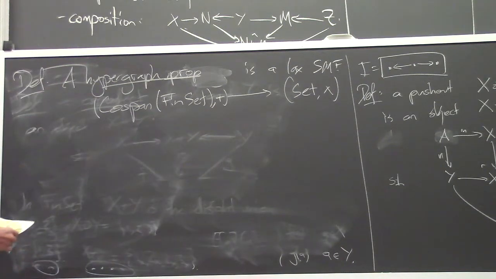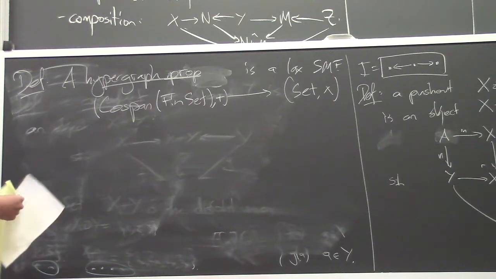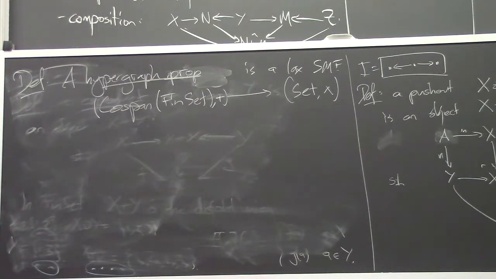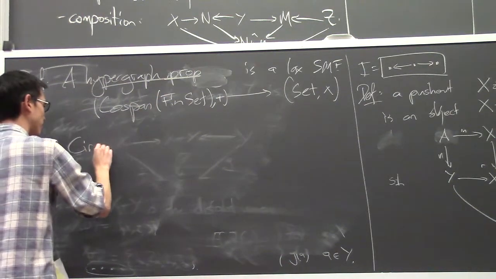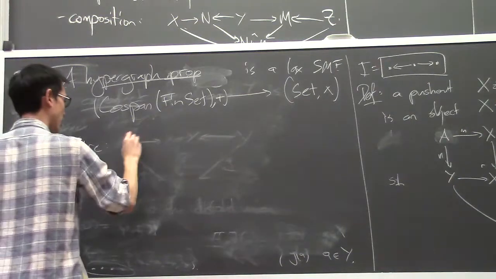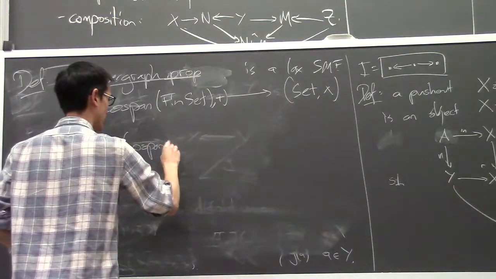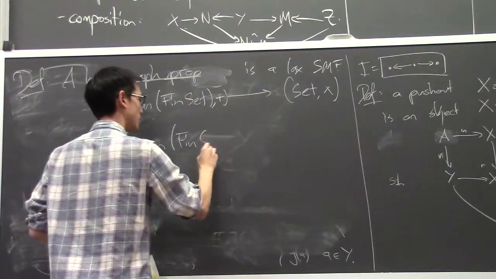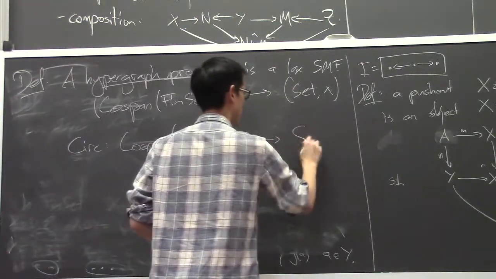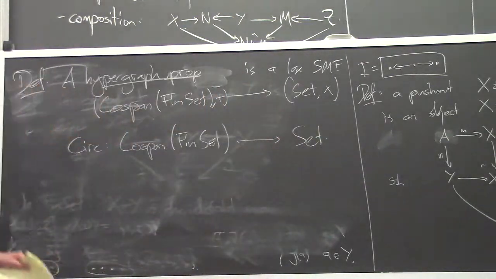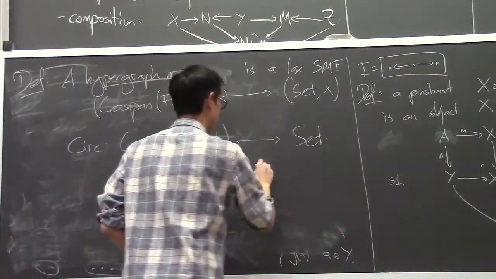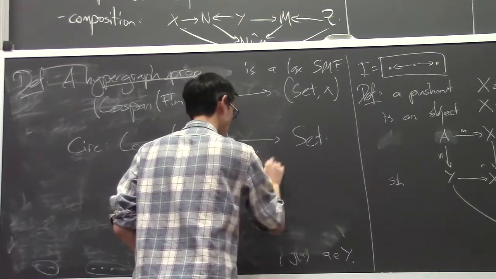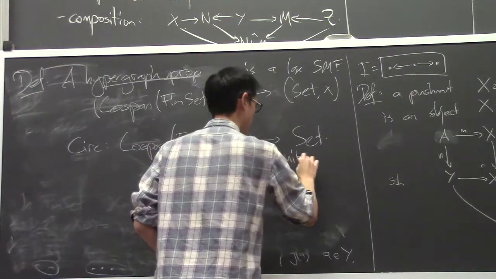So in particular, how would this work for some sort of model of circuits? The slogan then is something like circuits form a hypergraph category. And so there should be a functor for the circuits from cospan of finite sets to set, a symmetric monoidal functor. How do we think of this? It takes some set X and maps it to the set of circuits with boundary X.